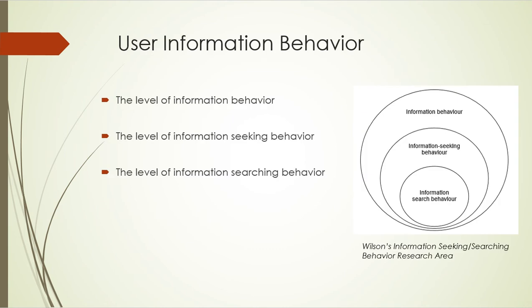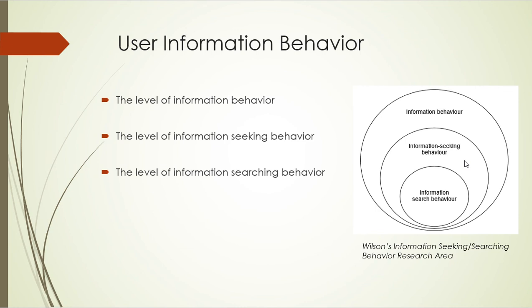Now let's move to the information behavior part. In 1999, Wilson posted a nested model to explain the relationship among information behavior, information-seeking behavior, and information search behavior in order to draw the line for various areas of research within the general field of information behavior.